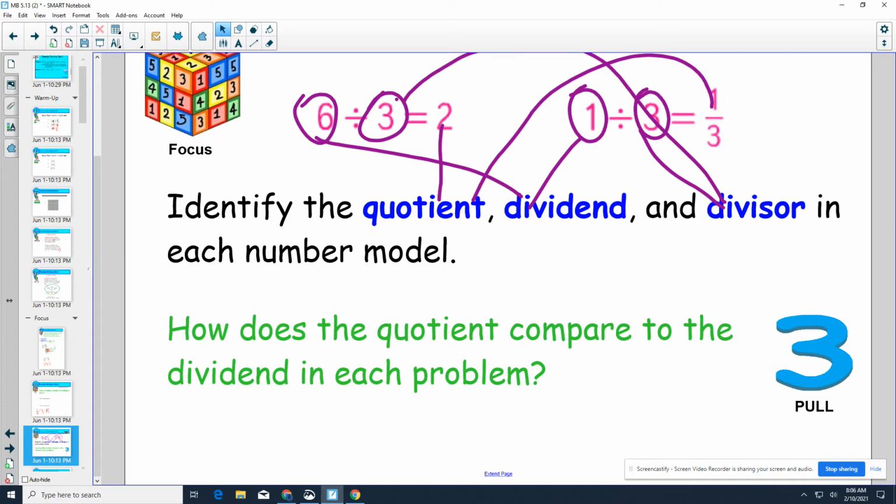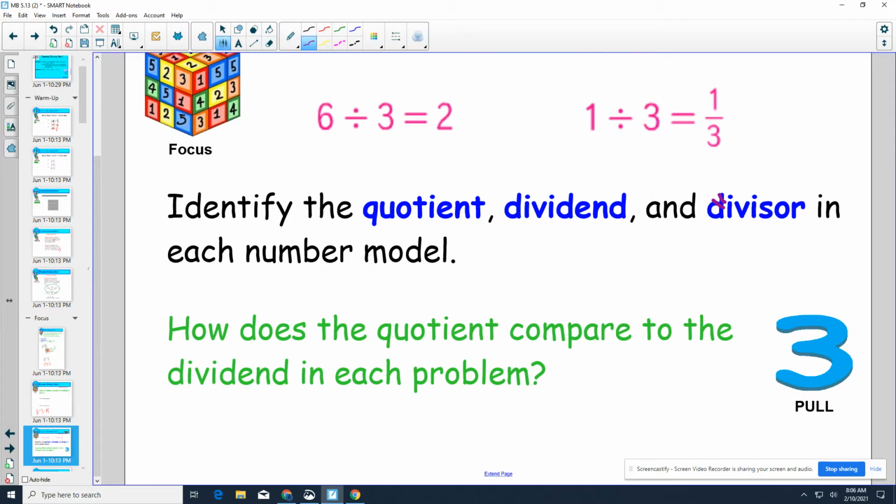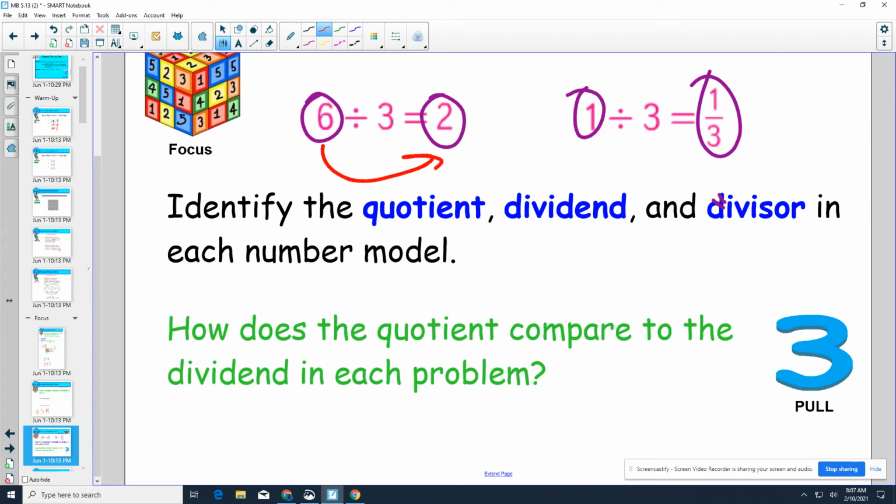So how does the quotient compare to the dividend in each problem? So let me erase these marks so we can get a better look at this here. And so when you look here, it says how does the quotient compare to the dividend, to the numbers we started with? Well, if we look here, when I divided the whole number by 3, I got 2. So I can see here my dividend was greater than my quotient. When I look over here, same thing. I can see that my dividend is greater than my quotient. My quotient is less than what I started with, which is typical with division.